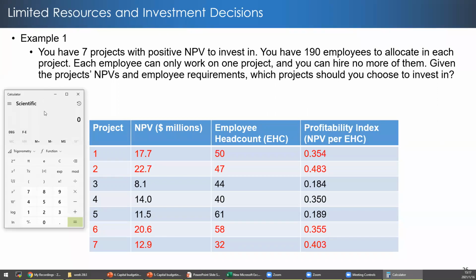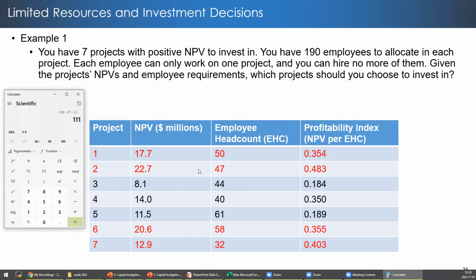So one thing we can do is that we start with a total of 190, and we subtract the number of employees that we need to assign to the project that we desire to select. So the first project takes 47 people away. And then the second highest PI is which one? The seventh one, the last one over here, with the PI of 0.403, which takes 32 people. Then subtract 32, which leaves us 111.